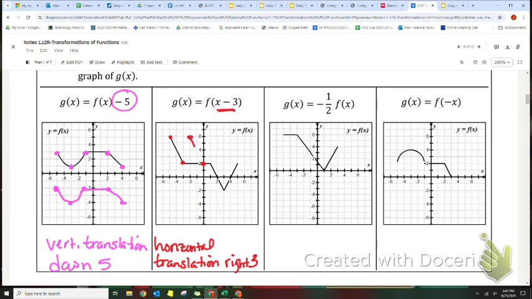I'm going to go ahead and connect those. I'm afraid I'm going to get confused here. So I'm going to take this point right there and go to the right 3. This point down here to the right 3. And this point right here, I'm going to go to the right 3. So there's our graph, horizontally translated to the right 3.